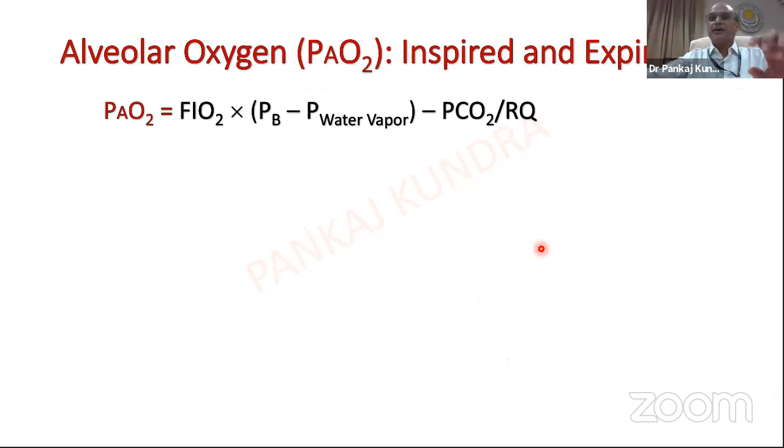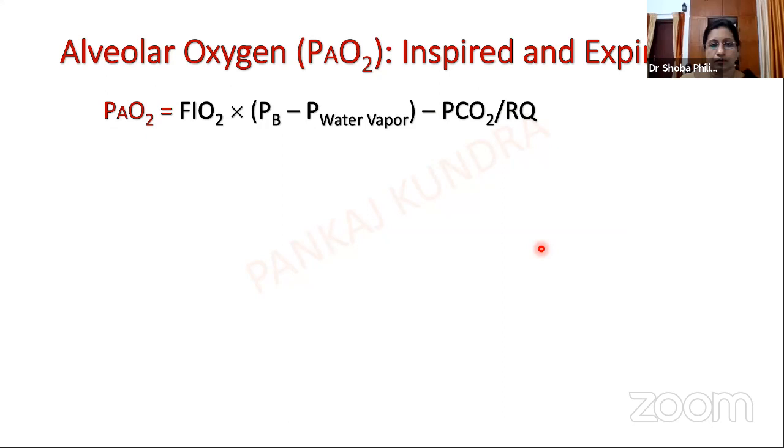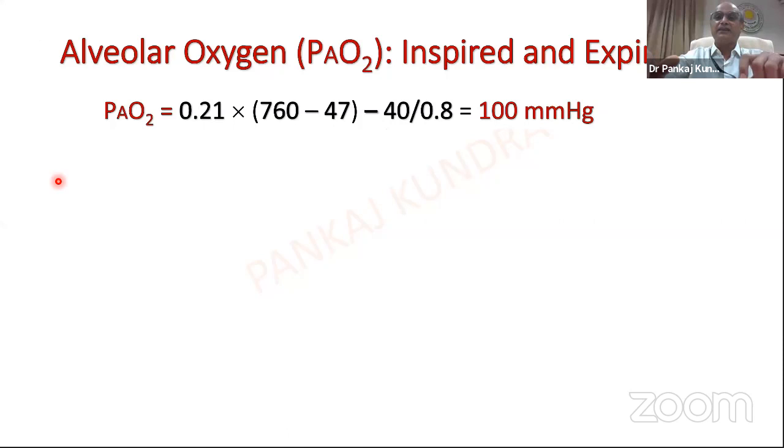It's not that simple. Now in the alveolar air, there will be a mixture of inspired oxygen as well as expired oxygen, both of them. So what we have seen now is this part, that is FiO2 and barometric pressure. But when we come to the alveolar level, when we talk about expired oxygen and CO2 levels, we'll have to talk about the partial pressures of CO2 and the respiratory quotient. That has to be subtracted if you need to know the expired oxygen concentration as well. So if you substitute the values for the alveolar oxygen, 760 for barometric pressure, water vapor pressure is 47, respiratory quotient is 0.8, then you'll get a value of 100 millimeters of mercury.